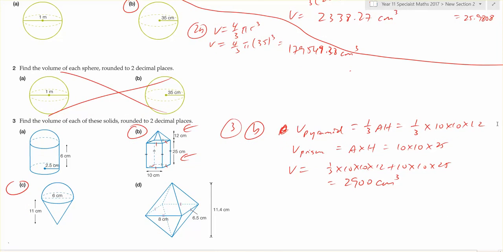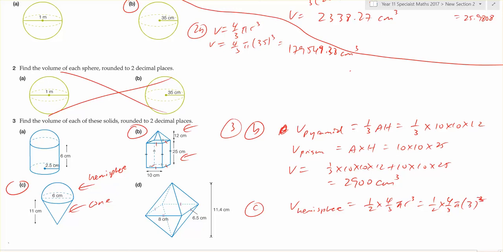For C, we can see we've got a hemisphere, so half a sphere, and a cone. The volume of a hemisphere is given by half the volume of a sphere, so half times 4 on 3 pi r cubed. My r value, be careful: we've got a diameter of 6, so the r value is 3.